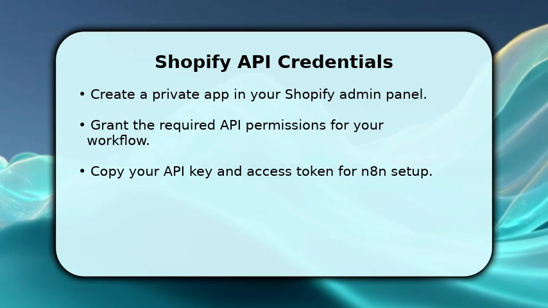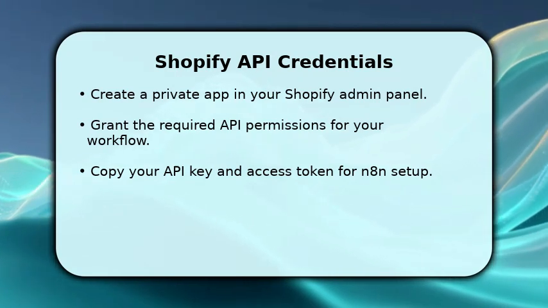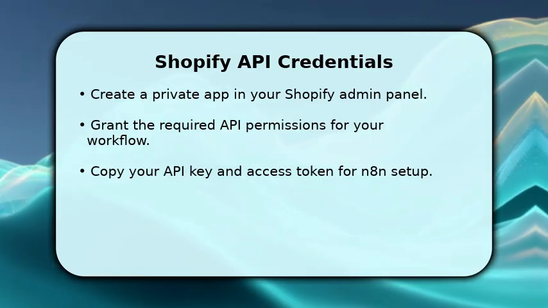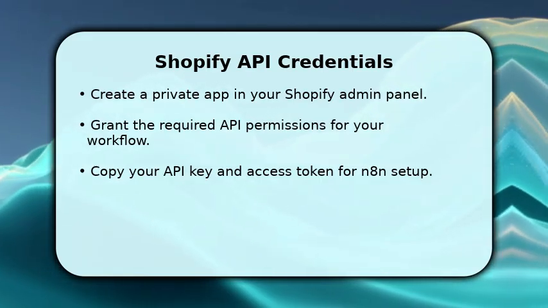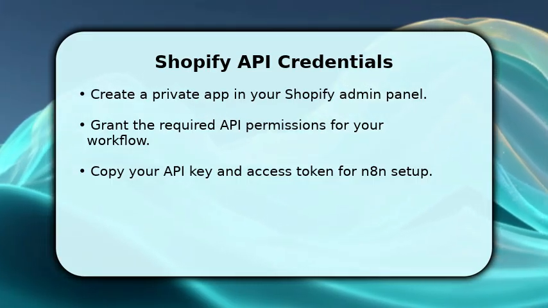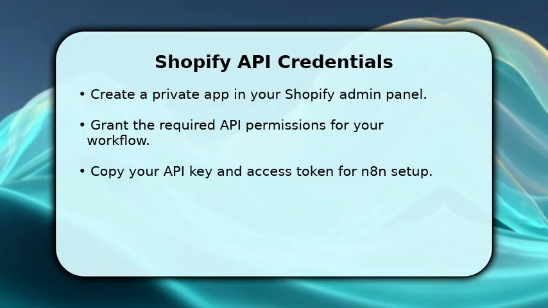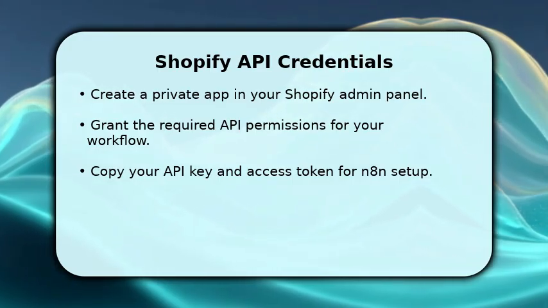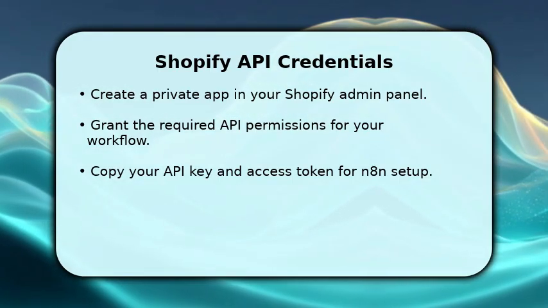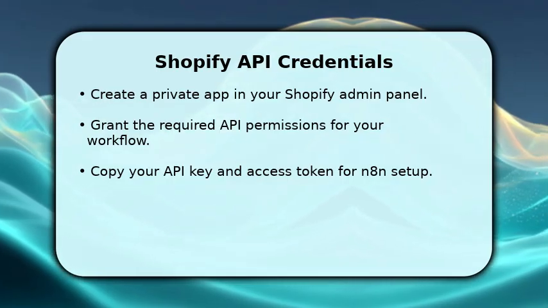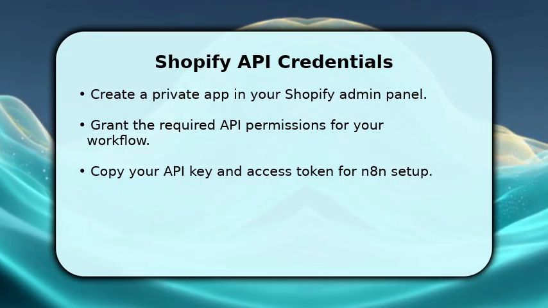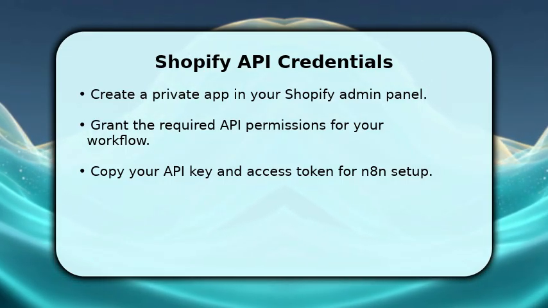To begin, log into your Shopify admin and navigate to Apps and Sales Channels, then Develop Apps. Here, you will create a new private app, giving it a descriptive name like N8N Integration. It's crucial to configure the admin API scopes, granting only the necessary permissions for your intended N8N workflows. Once created, you can install the app and securely copy your admin API access token and API secret key, as these are vital for N8N.